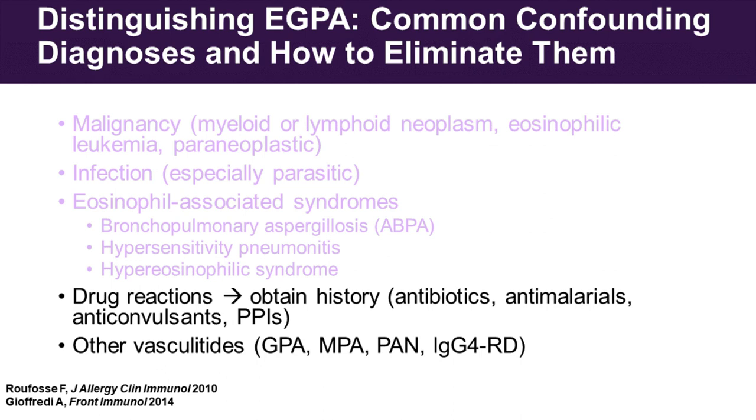Drug reactions, you want to get a thorough drug history. Some of the more common culprits are antibiotics, antimalarials, anticonvulsants, and PPIs. And then, of course, you want to differentiate it from the other vasculitides.